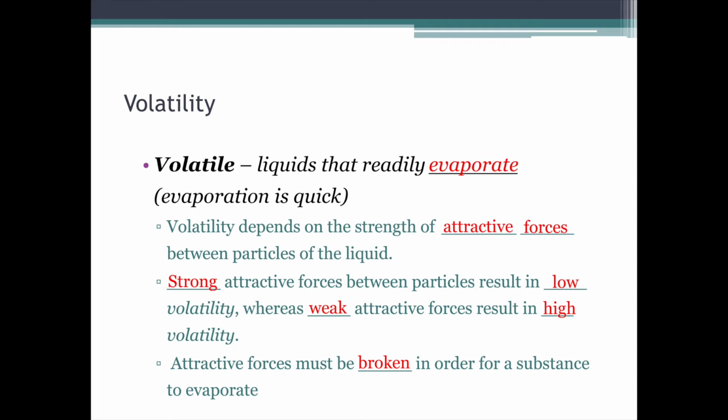Think about it like a jailbreak. If you're in a high security prison, right, strong attractive forces, it's not very easy for you to escape. Similarly, strong attractive forces means that the liquid particles can't escape to become a gas, to evaporate. Whereas, and I hate making this analogy, if you're in a county jail, it must be much easier to escape and get out because the security isn't as strict. So weak attractive forces means high volatility.